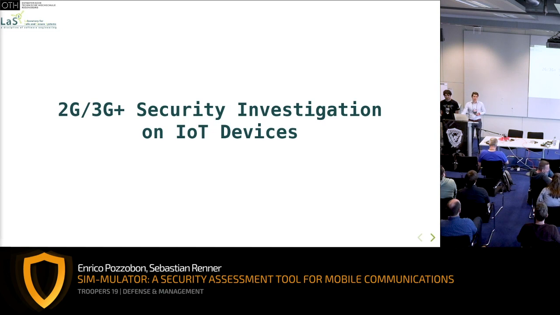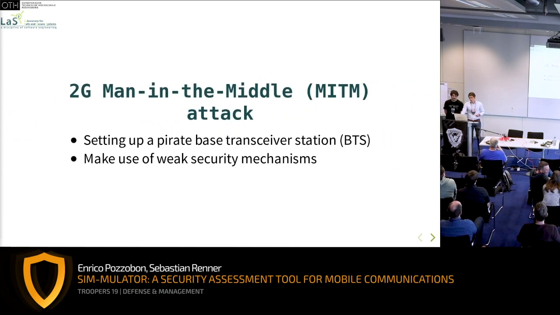So one topic we came across were security investigations on 2G and 3G communications on different IoT devices. So we always try to basically intercept traffic on 2G and later, as you will see, also on 3G to see which kind of data goes, for example, from a phone to the provider and what happens, for example, with authentication and all that stuff.